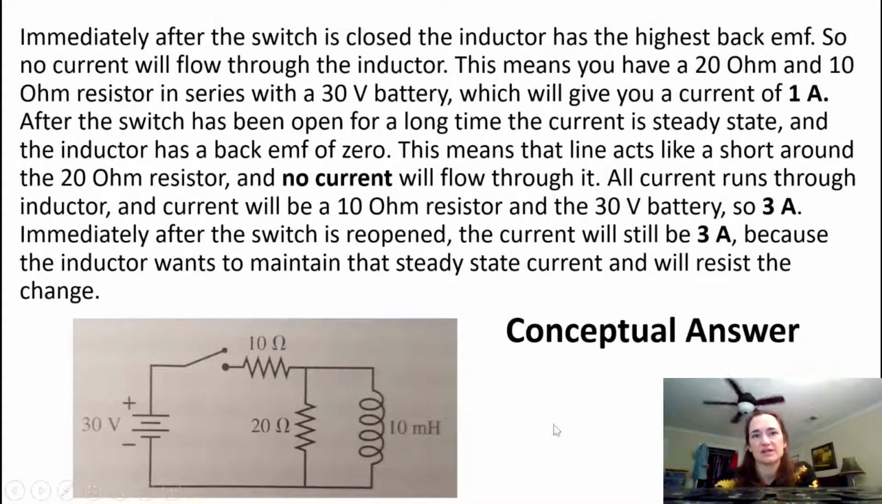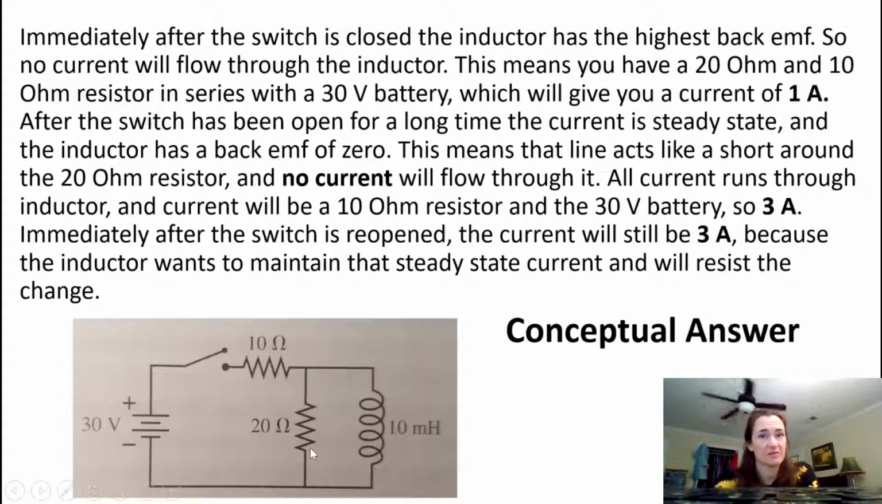Well, the inductor acts like a short with no resistance. The 20 ohm resistor is bypassed. So basically what you've got is a 30 volt battery in series with a 10 ohm resistor. Now, according to Ohm's law, delta V is equal to IR. That means that you'll have 3 amps of current going through that inductor.